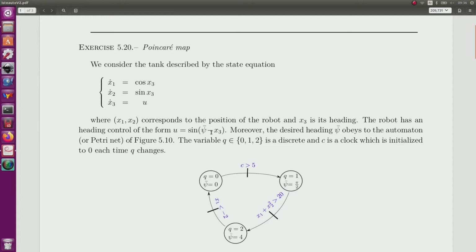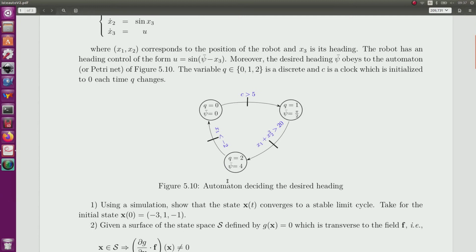Once this heading control has been done, the robot has to obey the following automaton given here. As a first question, we have to show that we will converge to a stable limit cycle. And as an initial condition, we take this vector. Of course, another vector could have been taken.